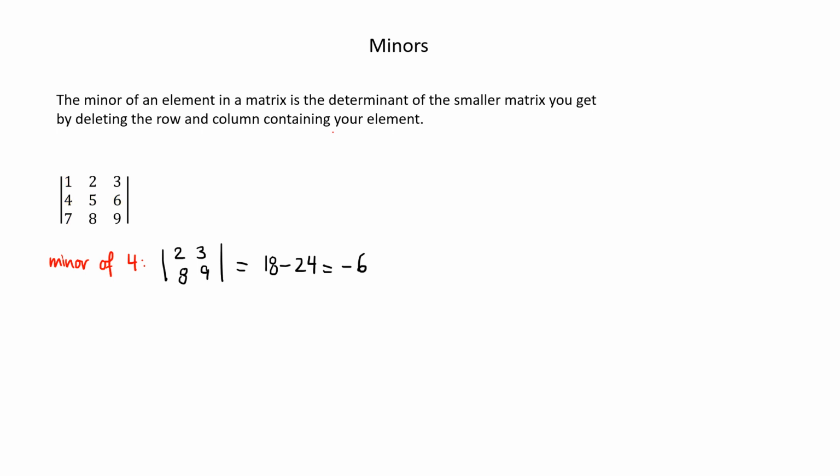Let's do this again. Let's find the minor of 2. We're going to delete the row and column containing 2 and calculate the determinant of the matrix that's left over. So we have 4, 6, 7, 9 is the matrix that's left over, and its determinant is 36 minus 42, which is, again, negative 6.